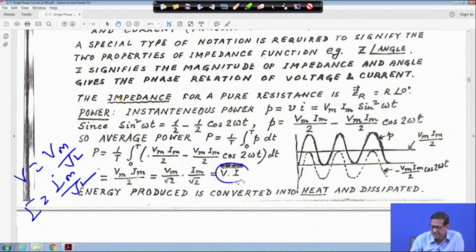So, basically it is V into I, because it is a pure resistive circuit. So, this is the power, V into I, and the energy produced is converted into heat and dissipated. Whatever energy is produced will be dissipated in the resistor, because it is a pure resistive circuit, right. So, this is your V into I.